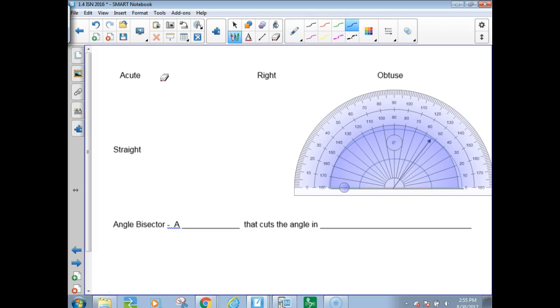All right, so now we're going to define acute. I bet some of you know some of these. Does anybody know what an acute angle is?